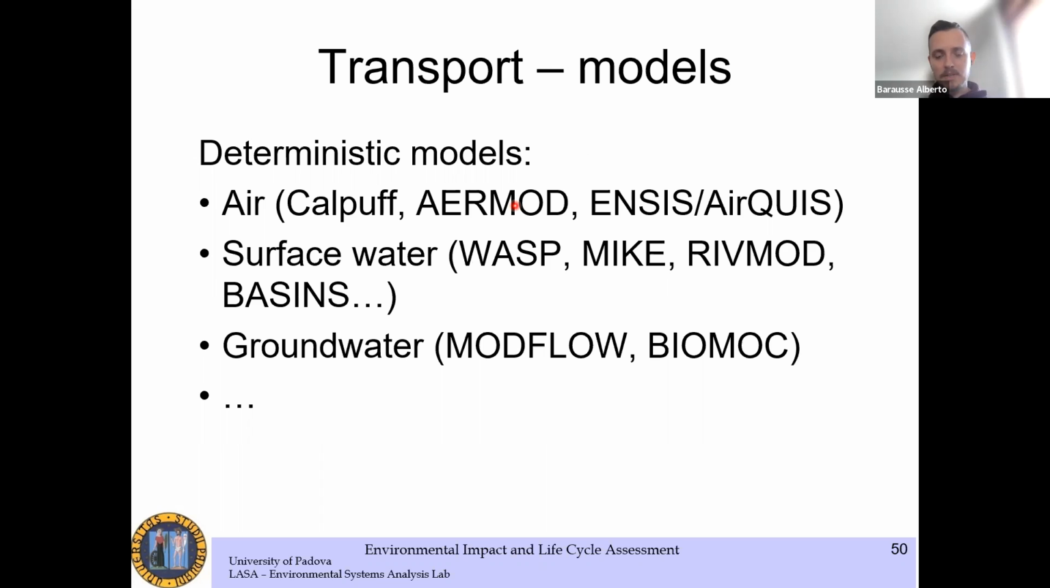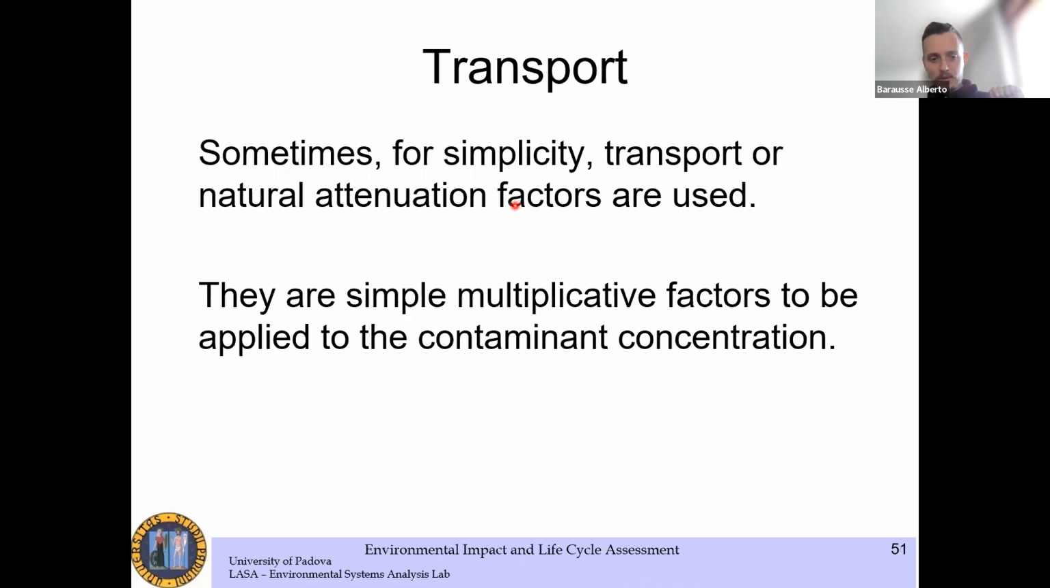Of course, I cannot make general statements. You should use transport models to characterize the transport of the contaminants you're dealing with. For example, in the case of air quality, there are many models available for free, developed, for example, by environmental protection agencies in the world. Same for surface water, contamination, groundwater, and so on.